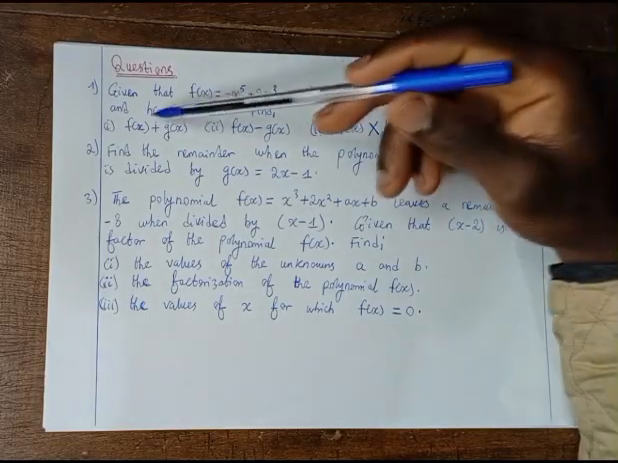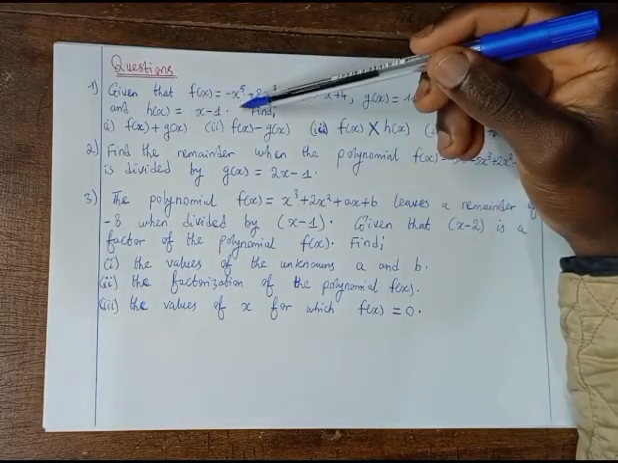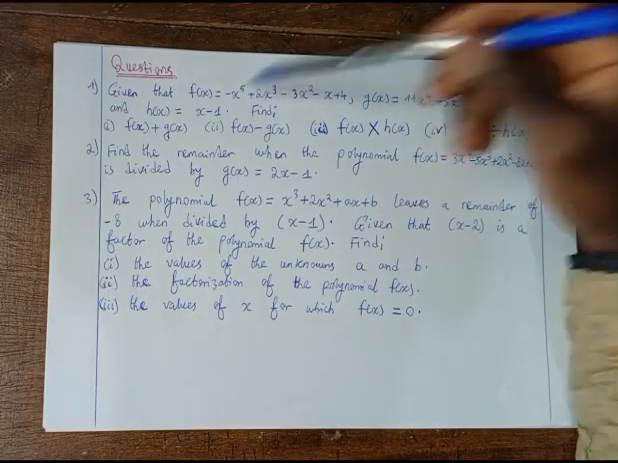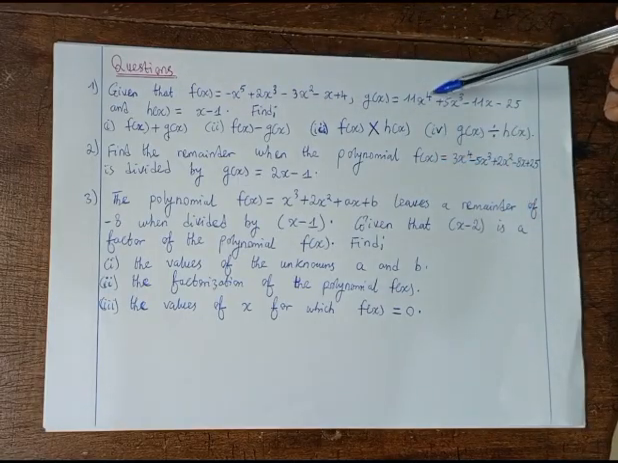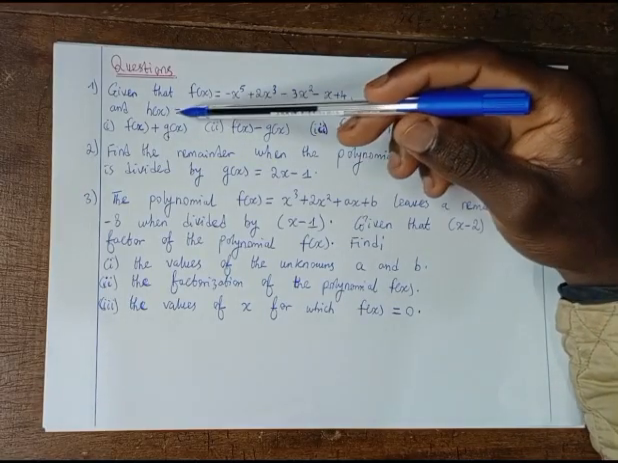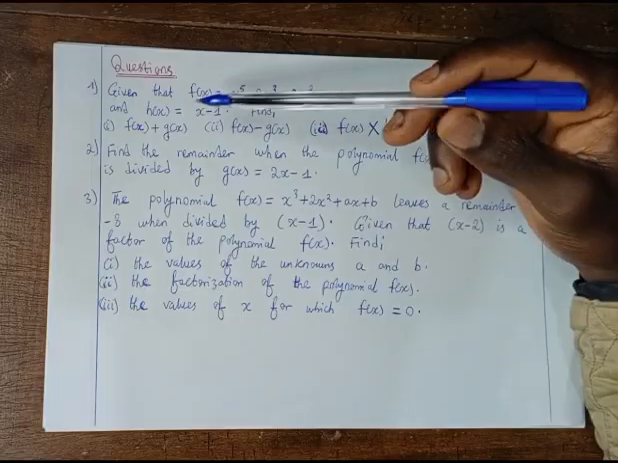These three functions we have here, they are polynomial functions. The first one is of degree 5. The highest power of the variable x is 5. The second one is of degree 4. And the third one is of degree 1. This one is a linear polynomial.